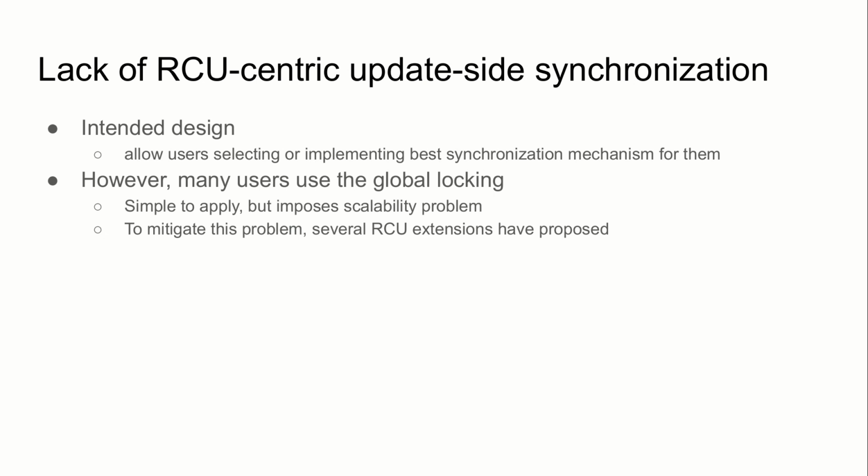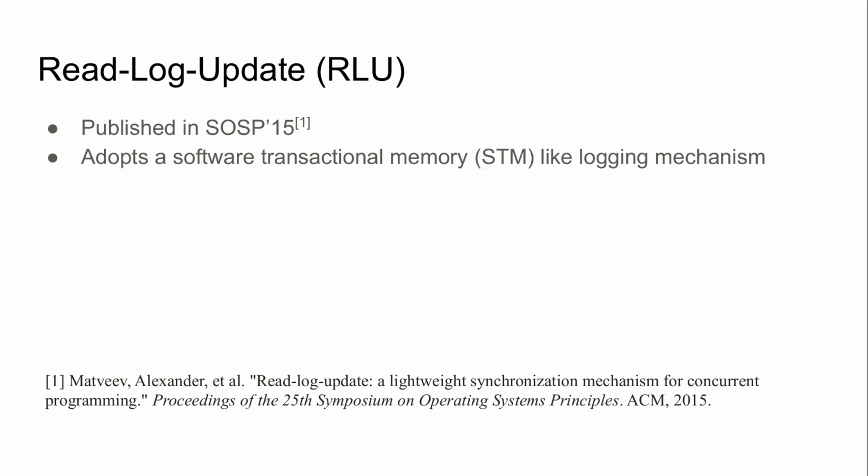So, RCU doesn't provide update side synchronization by itself. This lack of RCU-centric update side synchronization is an intended design that aims to allow users to select or implement the best synchronization mechanism for them. However, many users use global locking here because it's very simple to apply. However, as mentioned above, this can impose a scalability problem. To mitigate this problem, several RCU extensions have been proposed before. In SOSP '15, read-log-update was proposed. This mechanism adopted a software-transactional-memory-like logging mechanism for updates.